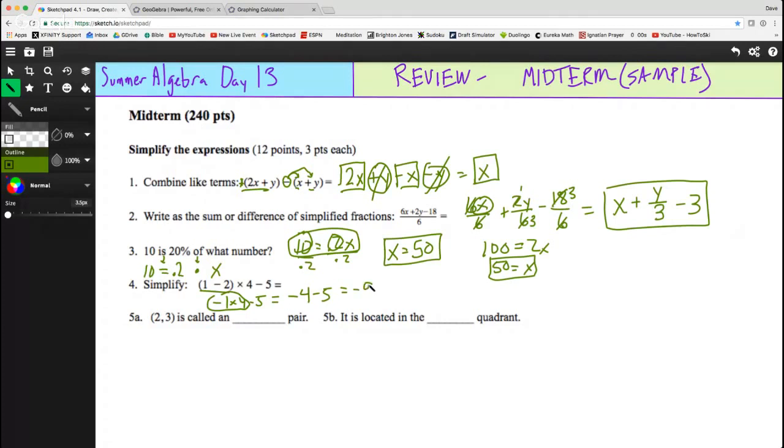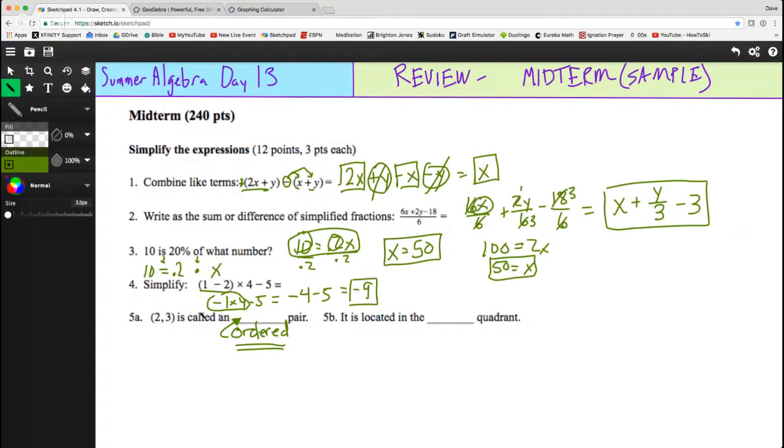Okay. Now, (2, 3) is called a blank pair. The only word that fits here is ordered pair. Ordered pair. There may be some other word you can think of. If you can think of another one that fits well, I'll accept it, but the word I'm thinking of is ordered pair. We talked about ordered pairs, solutions, points on a Cartesian plane.